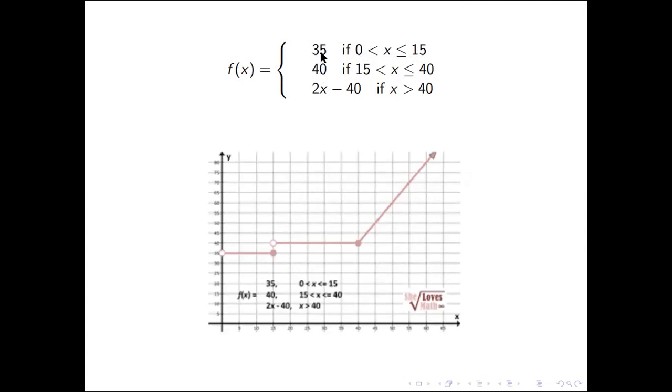Self-explanatory, the first two are constant functions, so 35 and then 40. Of course, you have to consider the appropriate intervals. 0 to 15 at height 35. And then you have to use hollow since 0 is excluded, and then solid since 15 is included. And then this is 40 extending from 15 to 40. Okay? Hollow at 15. Solid at 40. And then this is the graph of the line, 2X minus 40. Just use point-by-point plotting to get this one. 2 or 3 points are enough.